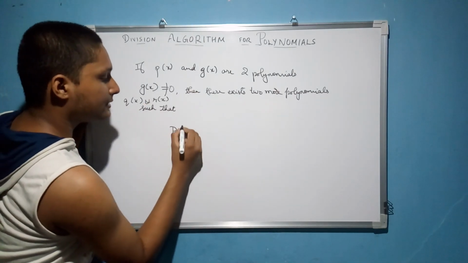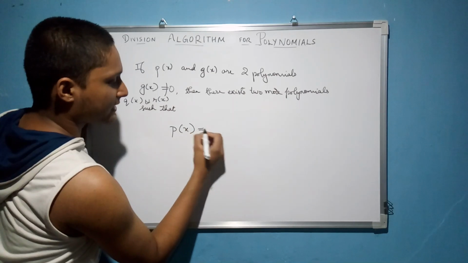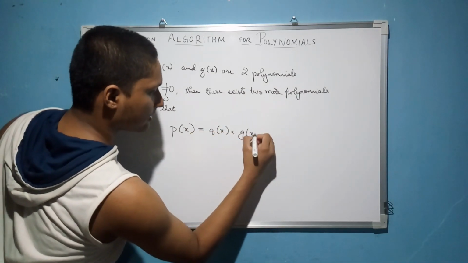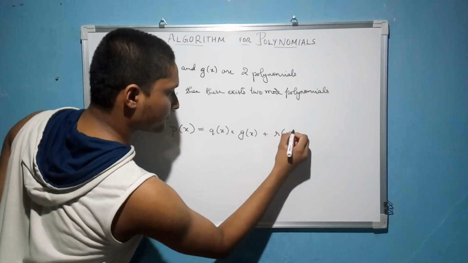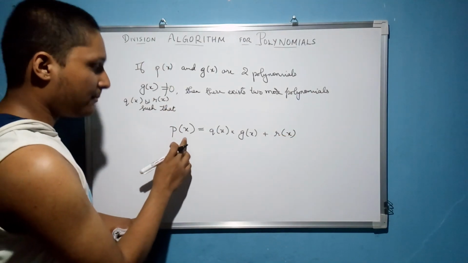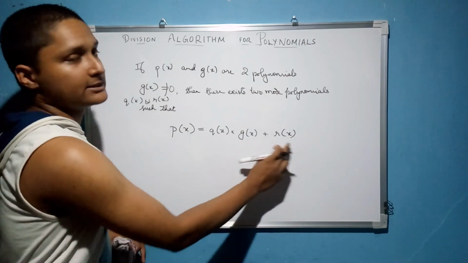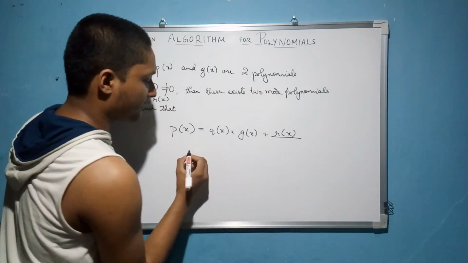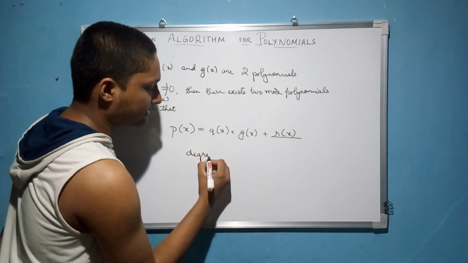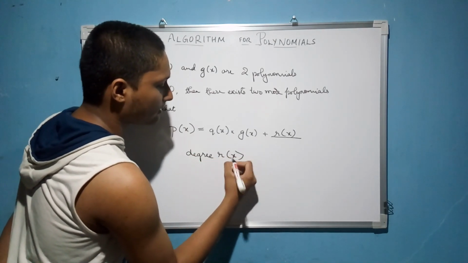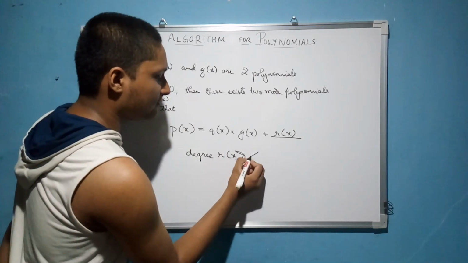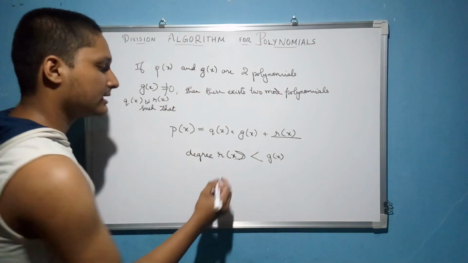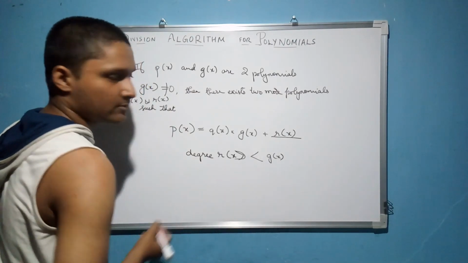So I have this relation, that is p of x is equal to q of x into g of x plus r of x. See, you have got the relation now. So what is the condition for finding the degree of r of x? You can find that the degree of r of x is always less than the degree of g of x.